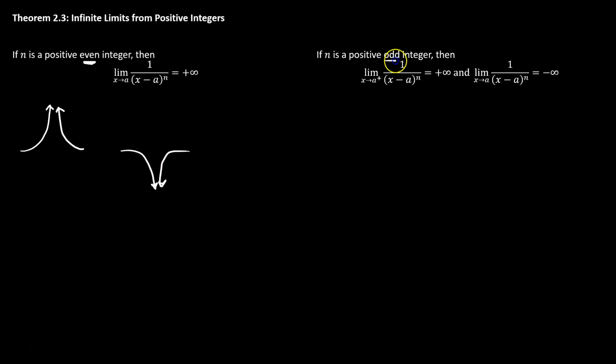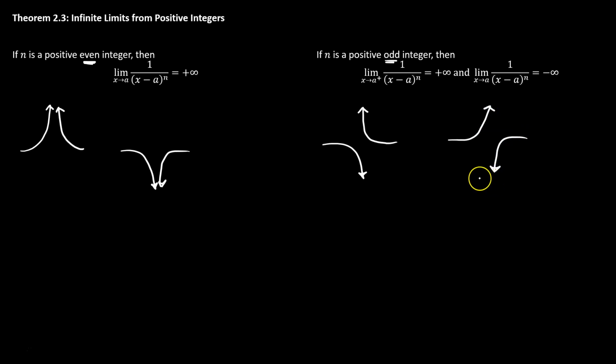Or we have the odd case. If the exponent in the denominator is odd, then we have the case that we just looked at, where one side is going down to -infinity and the other side is going up to +infinity. Or it's possible that the roles were flipped. If we had a negative function, maybe coming from the left, we go up to +infinity, and from the right, we go down to -infinity.